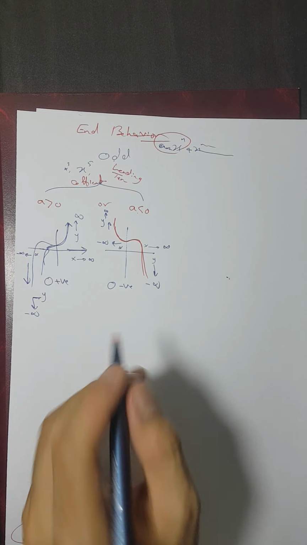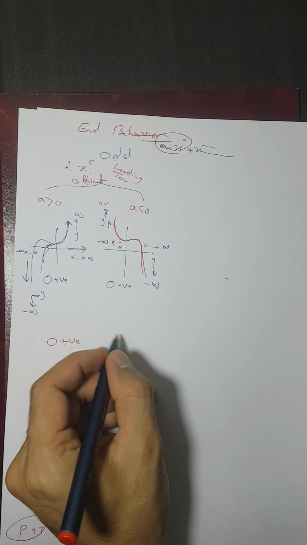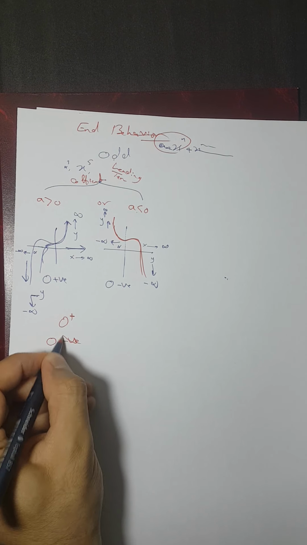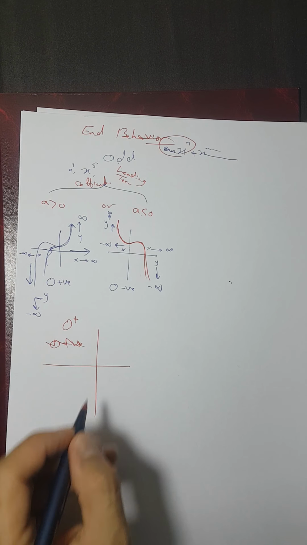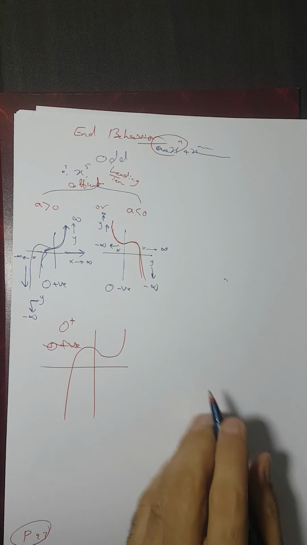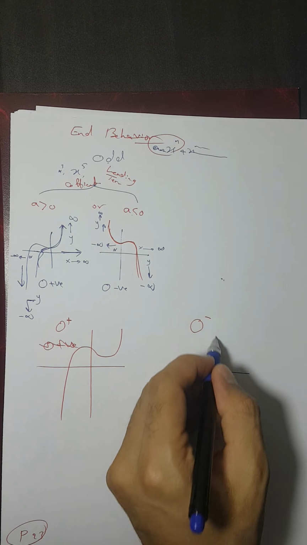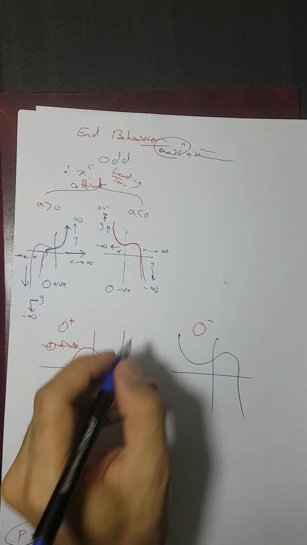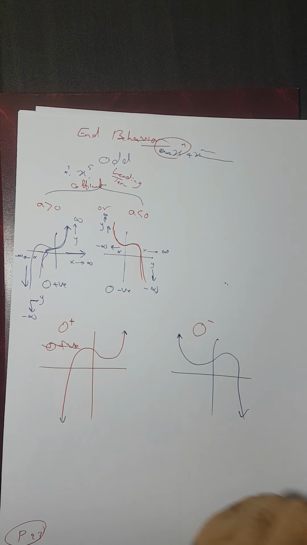It means that if I have odd positive, something like that, or you can do it like that, the shape will be something like that. And if it's negative, the shape will be something like that. So that is what we mean by the end behavior.